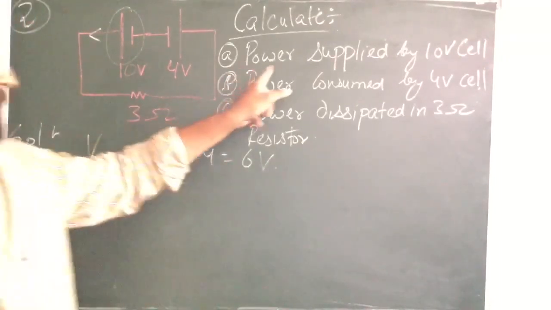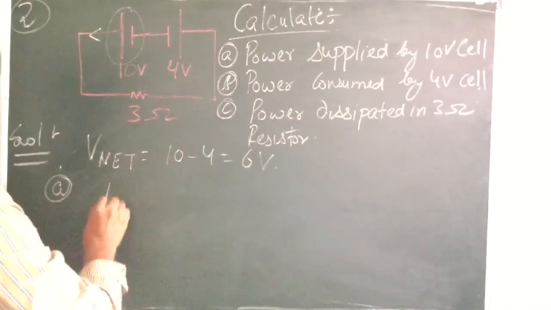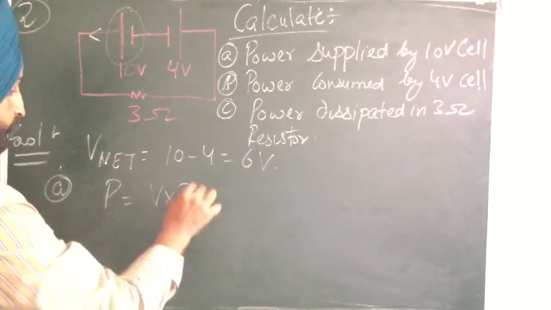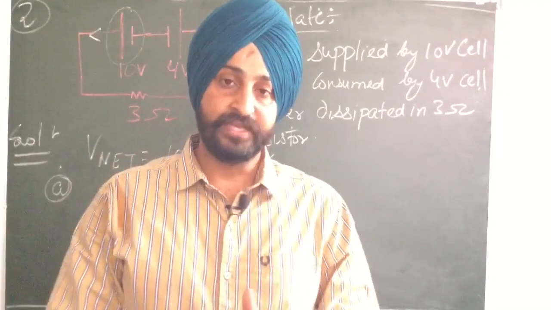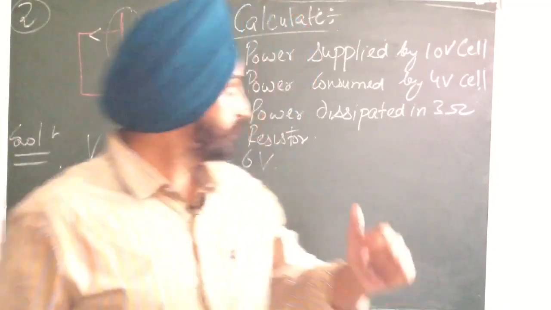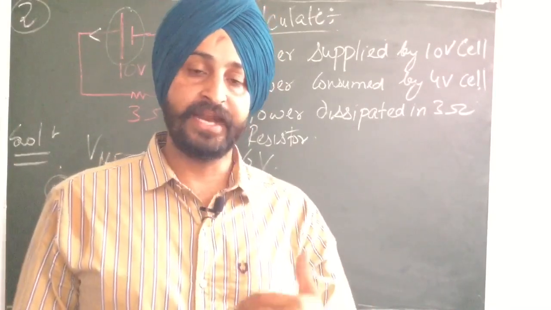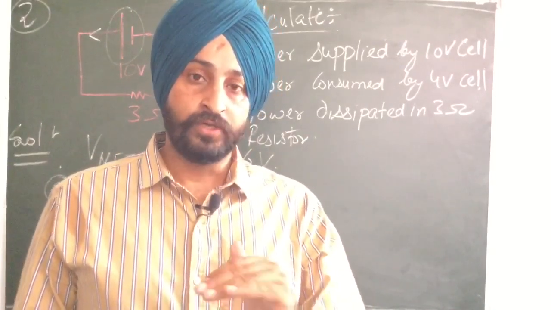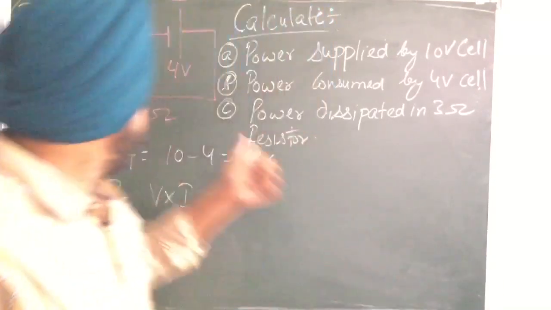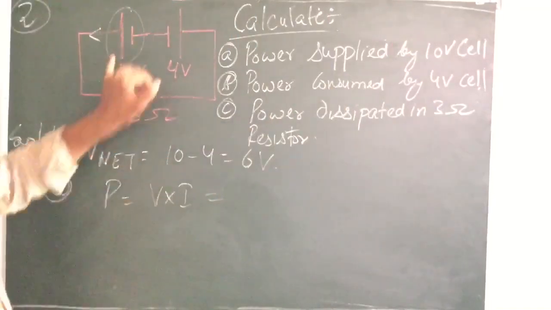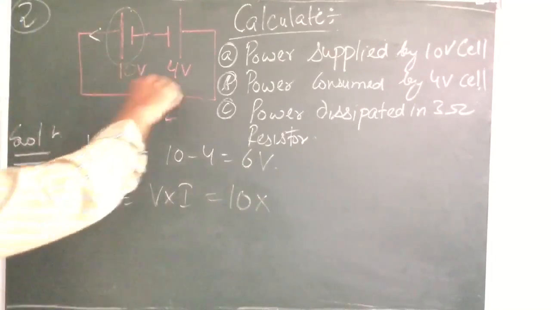So first is power supplied by the 10 volt battery. So its first part is power supplied. The formula for power is V into I. See here, although the net potential is 6 volt, the battery whose potential is 10 volt is providing some power. Although that net power provided is to some extent countered by the other battery which is connected in opposition, it is providing the power. Its original voltage and the current passing through this circuit.